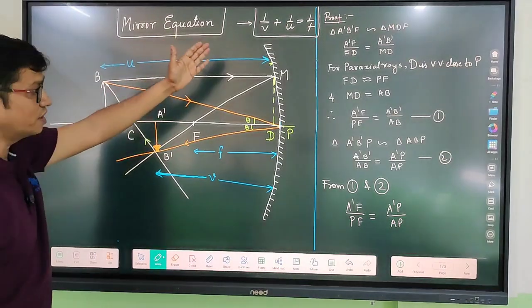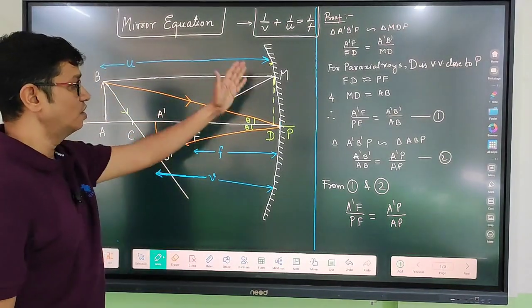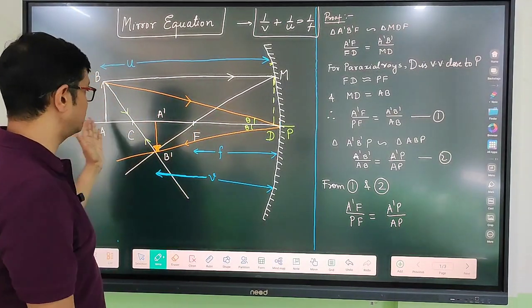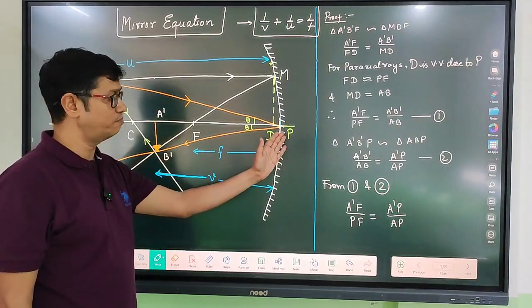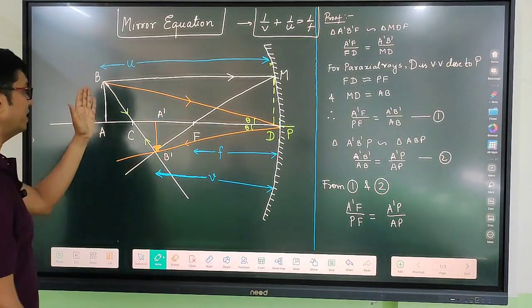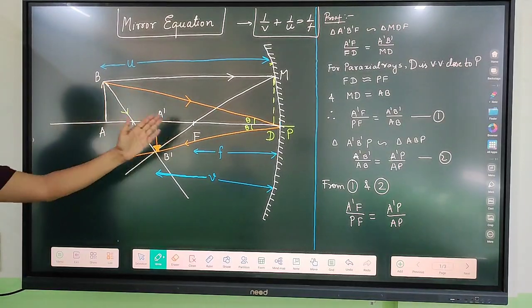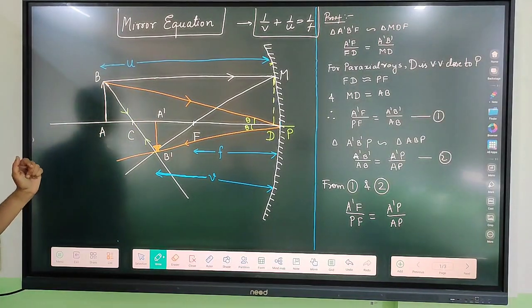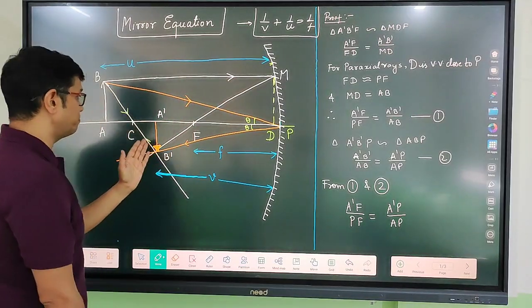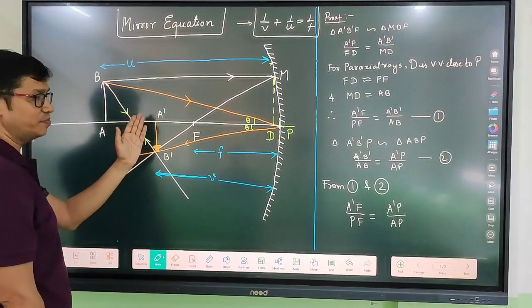So let's imagine a concave mirror like this, which has its principal axis like this, and the pole has been marked as point P. We have taken an object AB anywhere in front of this concave mirror, and this object has got its image here at A dash B dash.